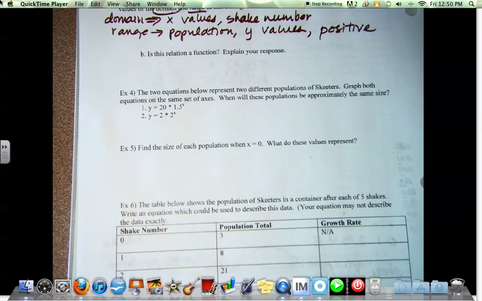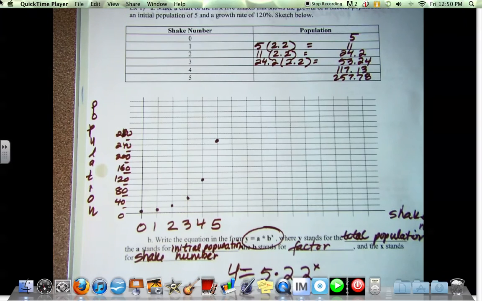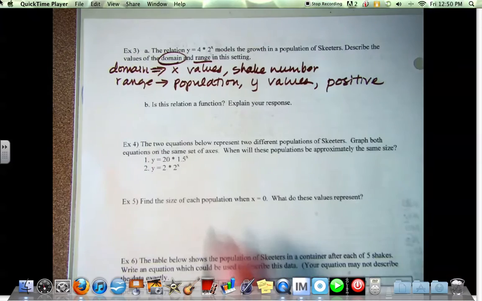Is this relation a function? Yes. For every x, there's one y, and it passes the vertical line test. Yep. Okay.